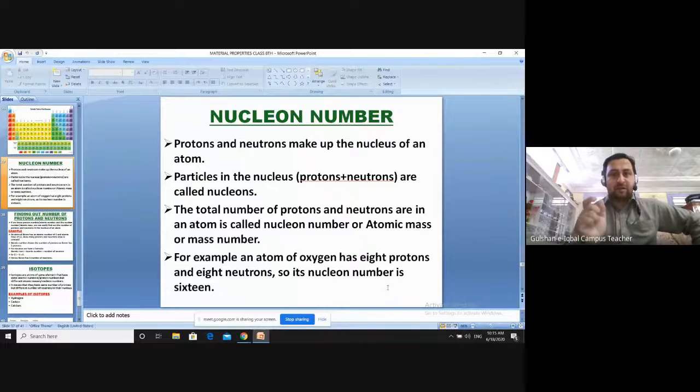Okay, and the nucleon number is also called atomic mass, or it is also called mass number. So you can call it nucleon number, you can call it atomic mass, and you can call it mass number as well. The proton number is also known as the atomic number. We call that atomic number, and we call this atomic mass. So basically it's the mass of the atom present in its center. The mass of the atom present in its center is basically the nucleon number, the atomic mass or the mass number. So this is about nucleon number.